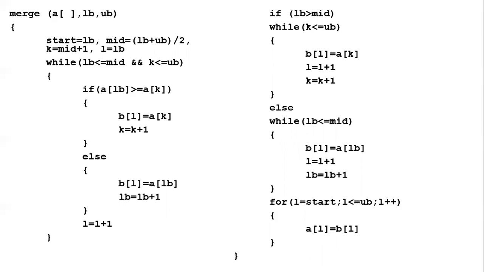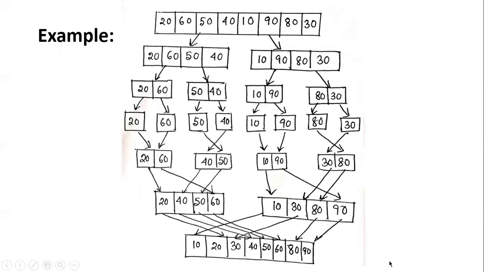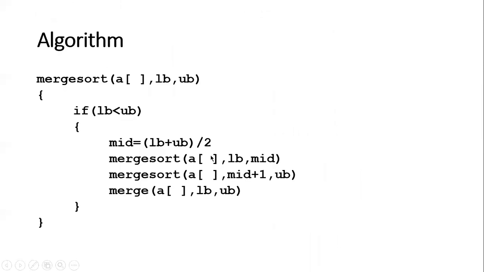Now k is mid plus 1 and we are having L equal to lower bound. So what was our lower bound? Lower bound was 0, so the value of L is 0. Now k is equal to mid plus 1. So the value of k is now 4, because our mid value is 3, and mid plus 1 is 4. That means the value of k is now 4.